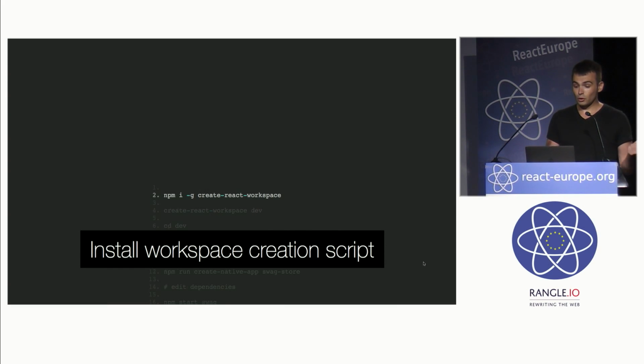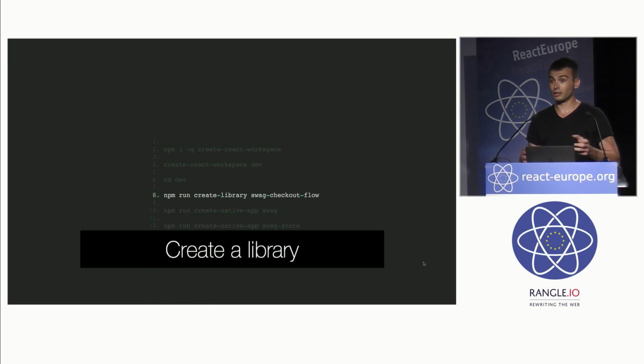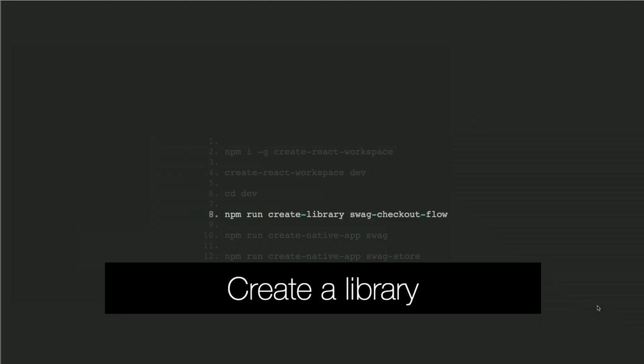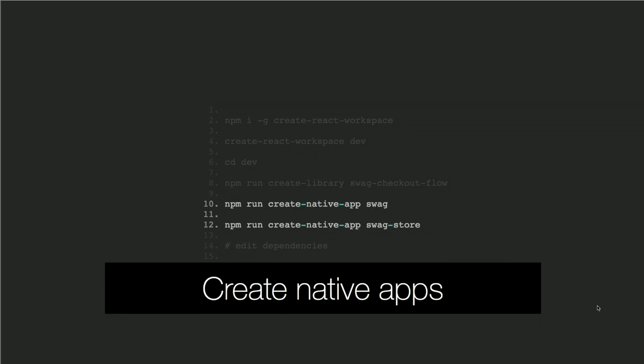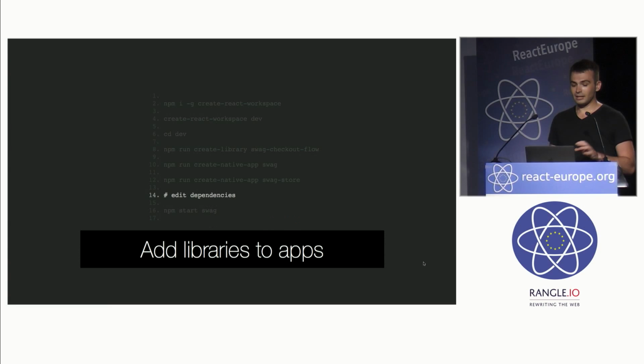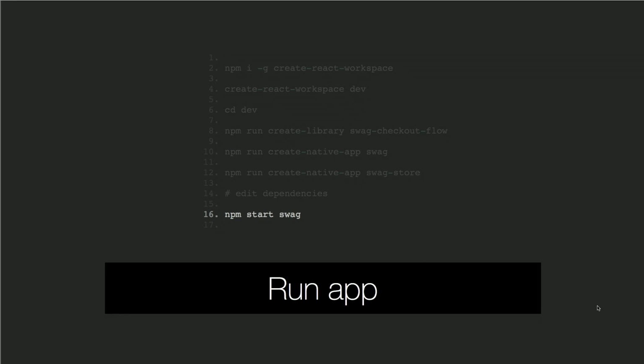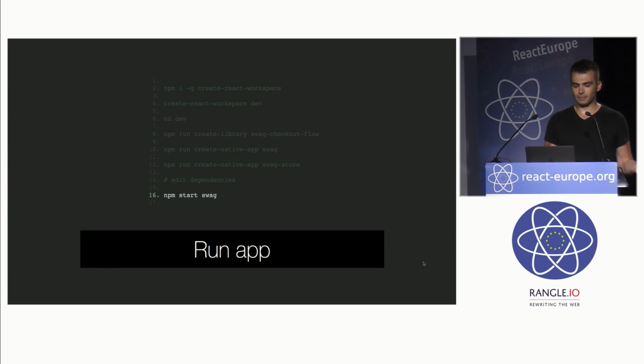And they would create a development environment and go into it, at which point they can create a new library, like the checkout flow, the shared piece of code they want, in addition to their native apps. And then they would edit the dependencies of the apps such that they point to the new library they created. And then here's the fun part. At this point, they should be able to start their application, and not only would it be running their application, but also it would run all their dependencies and link them together. So this is where the magic really belongs. So this is what they were hoping to build.